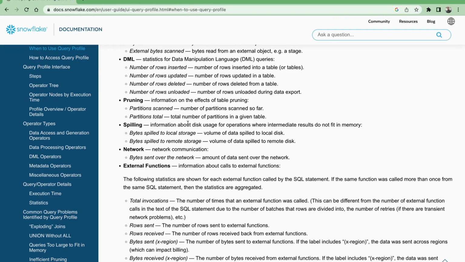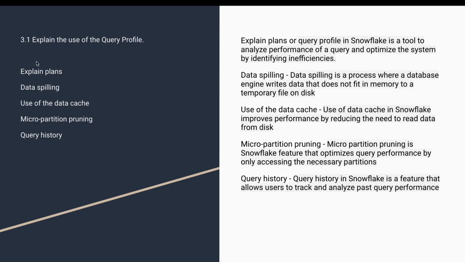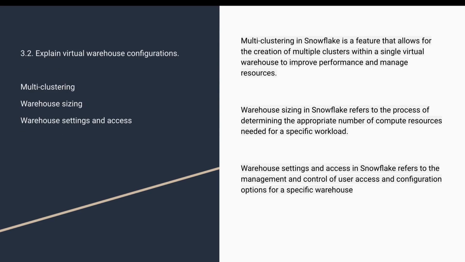Okay, let's move to the next point. So we have seen all these points in the query profile. So what is explain plan, the data spilling, use of the data cache. Whenever we are executing the same kind of query, we are getting the data from the data cache. Micro partition pruning we have also seen, and query history. So you can go to the query history tab and there you can see the previously executed queries. So now let's move to the second point.